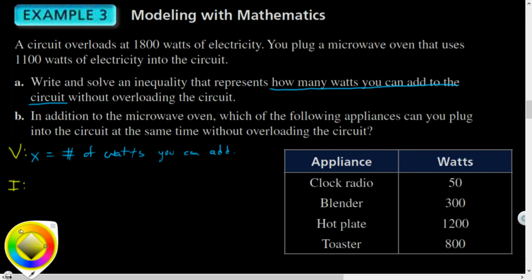So my inequality, let's see if I can figure this out. They said a circuit overloads at 1800 watts. Overloads, that sounds like that's the maximum. So it's got to be less than that. So I'm going to say a less than. It says at. So I'm assuming it overloads once it hits 1800, but 1799 is probably fine.